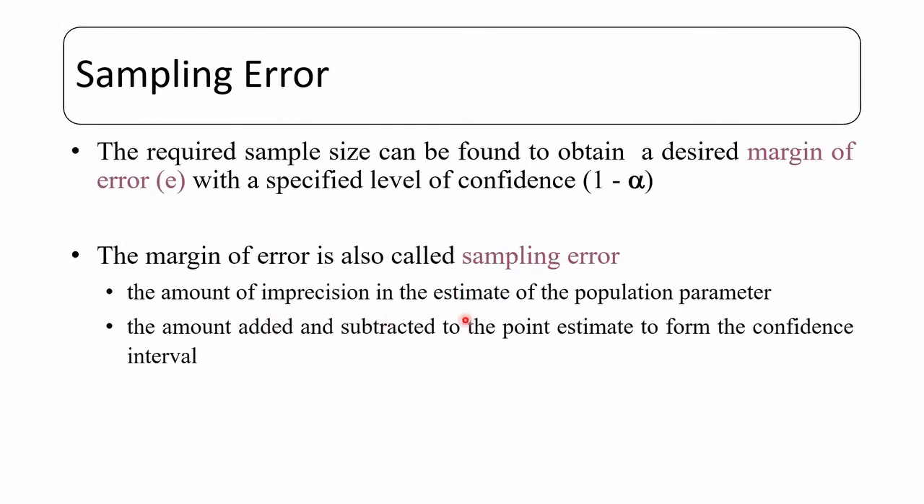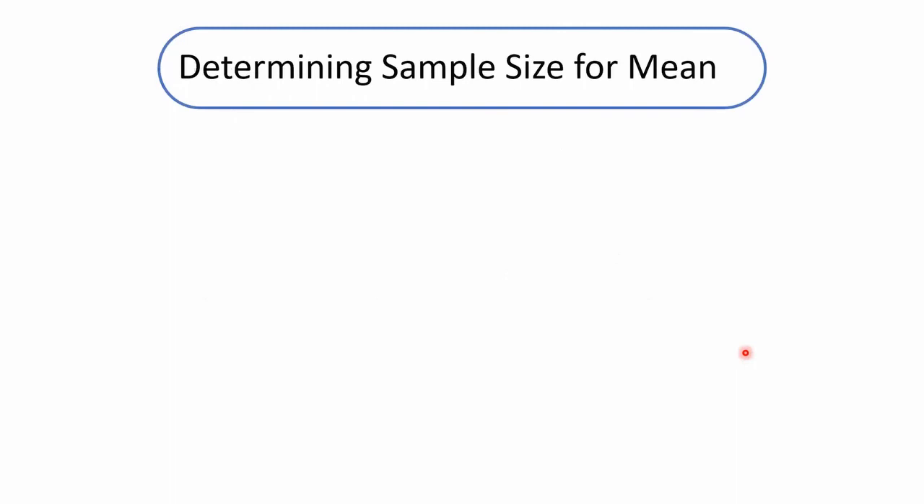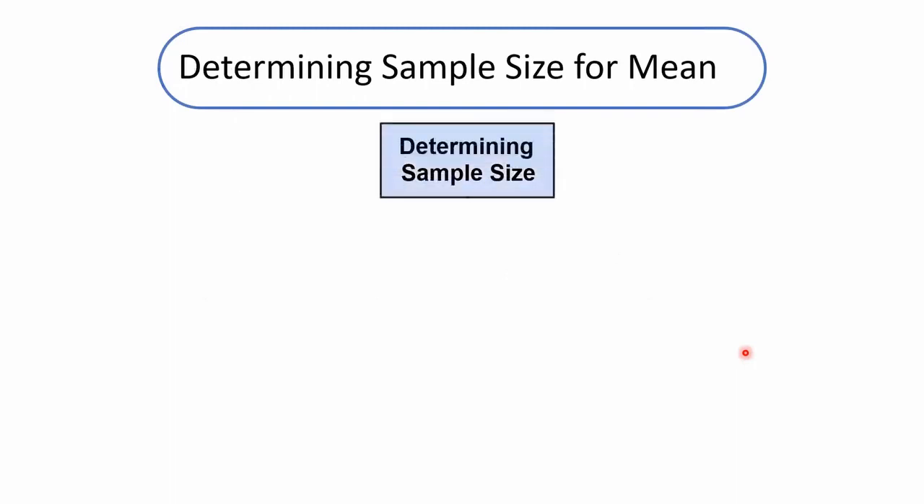So the amount of imprecision in the estimate of the population parameter, the amount added and subtracted to the point estimate to form the confidence interval. Right, so let's have a look at determining your sample size for mean.